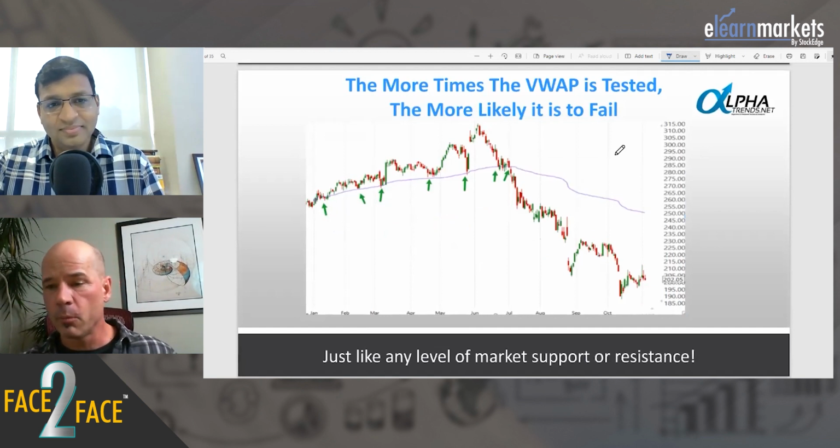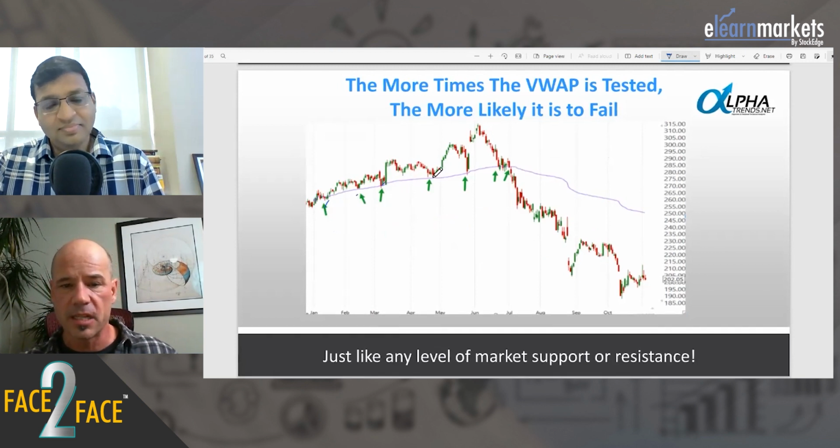But like any form of support or resistance, the more times it's tested, what's happening? The more likely it is to fail. It's not bouncing with as much vigor as it had in the prior ones. Instead, it's just kind of running out of steam here. And then it closes below it. And then it starts to make a lower low.